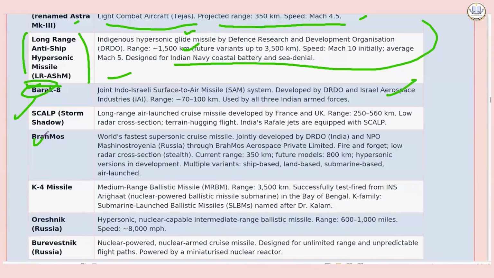Current range is 350 km. Future models will have 800 km. Hypersonic version in development. Multiple variants: ship-based, land-based, submarine-based, air-launched.